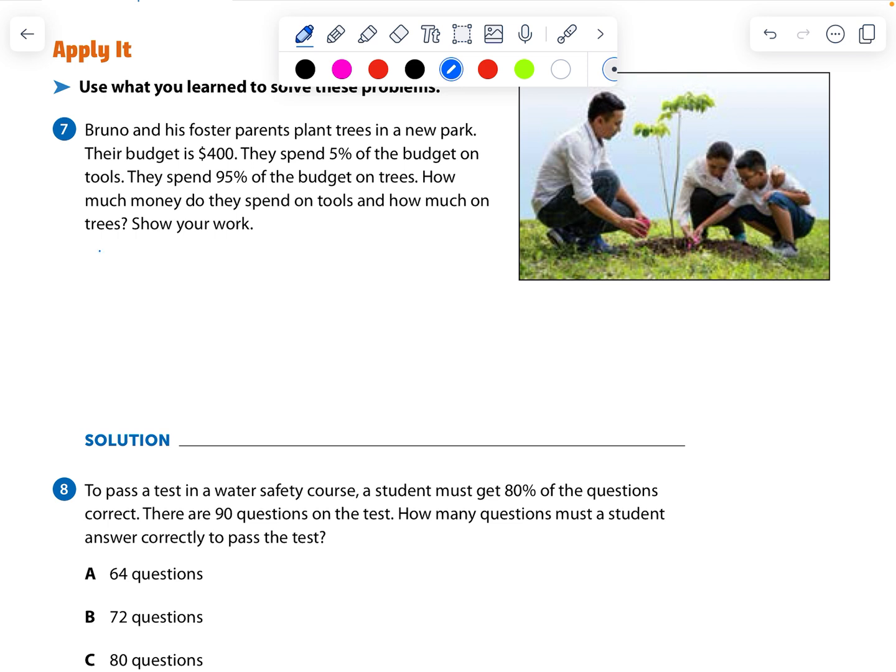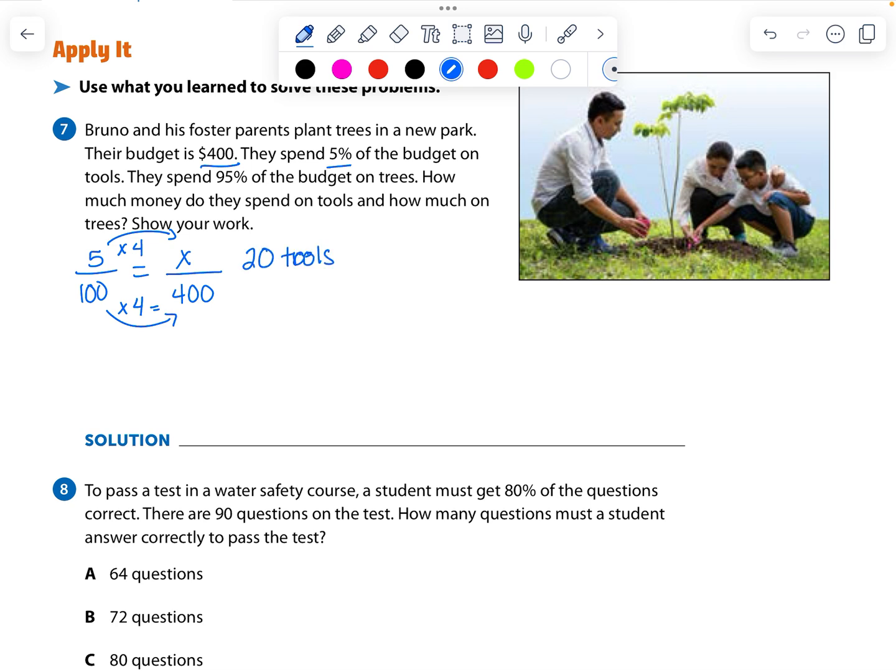Okay, one way to do this would be setting up a proportion. What is 5% of 400? I could say 5 out of 100 is equal to some amount out of 400. So how do I get from 100 to 400? Times 4. So I'm going to multiply this times 4 to get 20. This is $20 spent on tools.